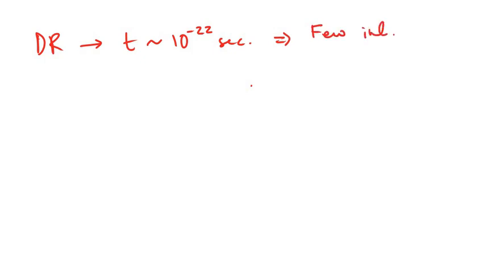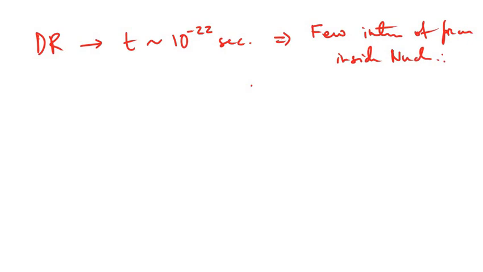Okay. Now, so this is basically we are talking about right now direct reaction. So direct reaction, the time scale is approximately 10 to the power minus 22 seconds. Now you see, this is because there are very few interactions of the projectile inside the nucleus.